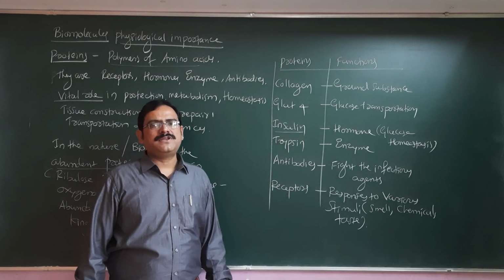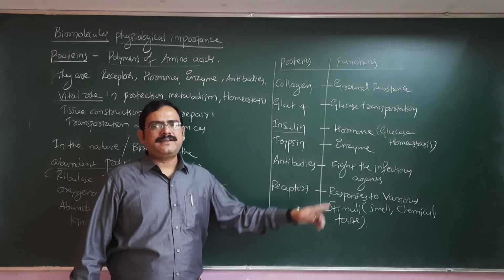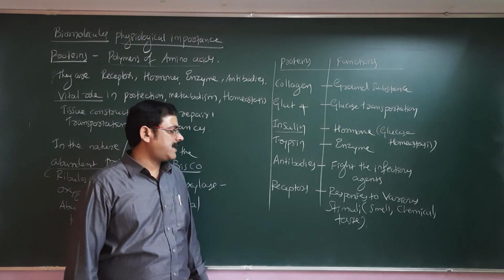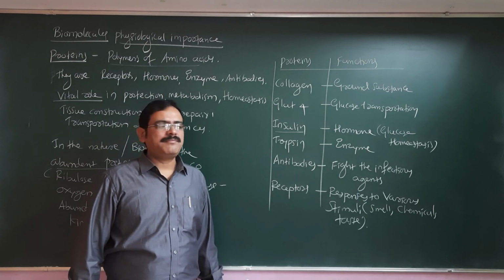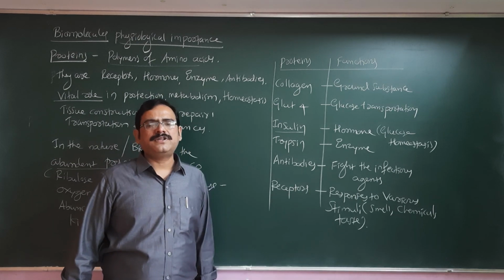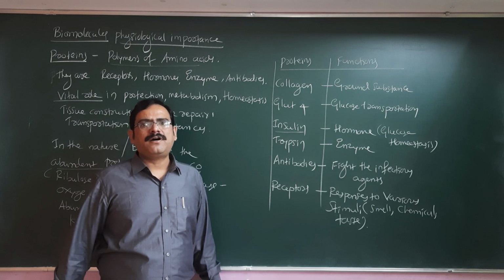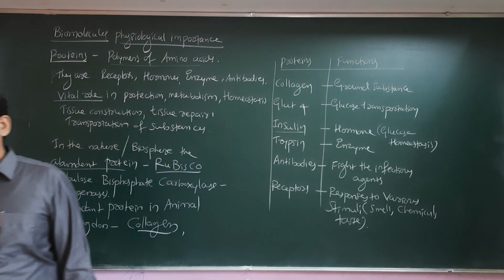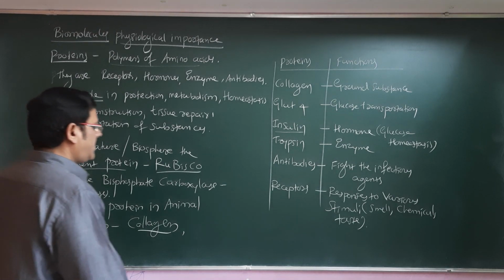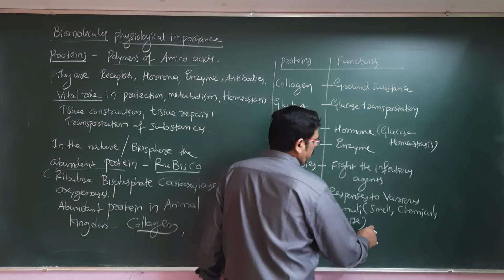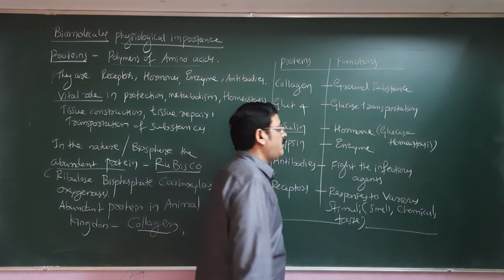Antibodies, we call them immunoglobulins, they fight against a variety of disease causing organisms. Receptors are also proteins found on the cell membrane. They mainly respond to particular kinds of hormones and trigger further metabolism. So this is all what we are going to study in detail. I hope you got clarity on what proteins actually are.